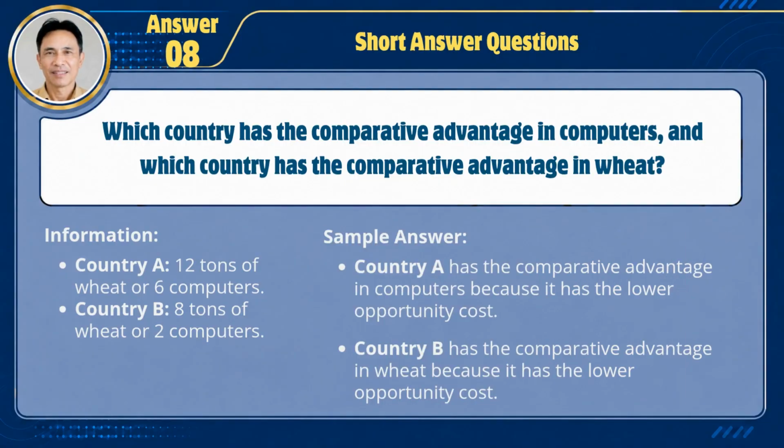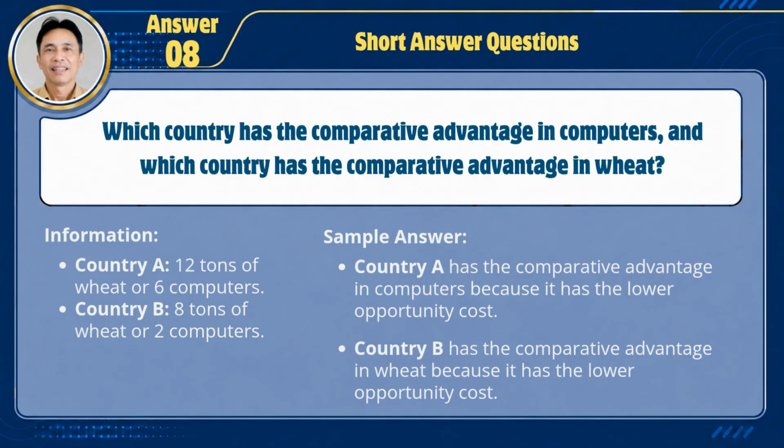Here's a sample answer. For country A, the opportunity cost of 1 computer is 12 tons of wheat divided by 6 computers equals 2 tons of wheat per computer. For country B, the opportunity cost of 1 computer is 8 tons of wheat divided by 2 computers equals 4 tons of wheat per computer. Country A has the comparative advantage in computers because it has the lower opportunity cost.